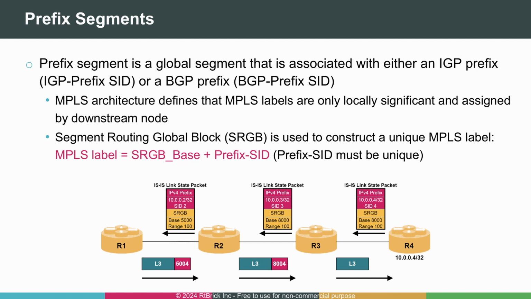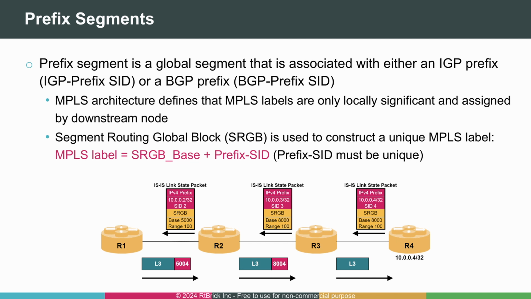The segment routing global block, or SRGB, identifies a set of local labels reserved for global segments. The SRGB consists of a base value and a range. It is strongly recommended to configure identical SRGBs across all nodes in the domain. This consistency simplifies operations and troubleshooting because the same label will represent the same global segment on every node. The prefix SID is a domain-wide unique index that maps to a label within the SRGB.